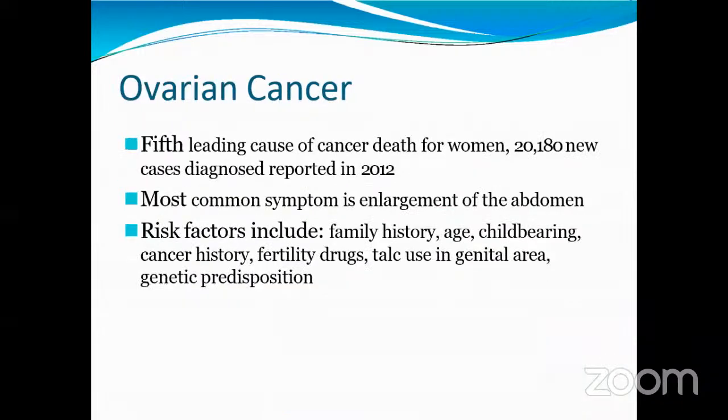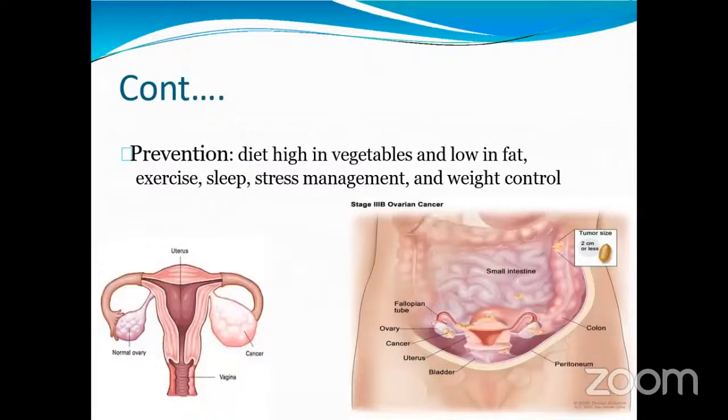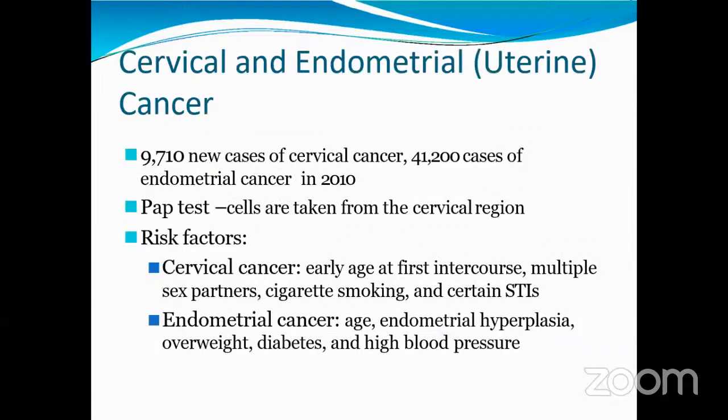Then ovarian cancer. It's the 5th leading cause of cancer deaths among women. The most common symptom is enlargement of the abdomen. The risk factors include family history, age, childbearing or cancer history, then fertility drugs, then talc use in the genital area, and genetic predisposition. A diet rich in vegetables and low in fat, exercise, sleep, stress management, and weight control can all help prevent the cancer.